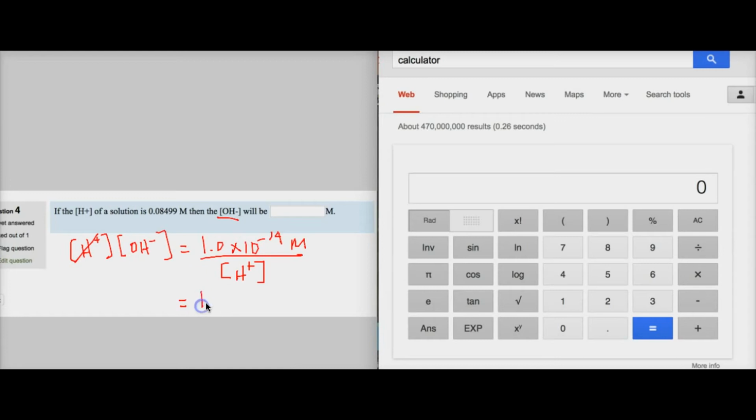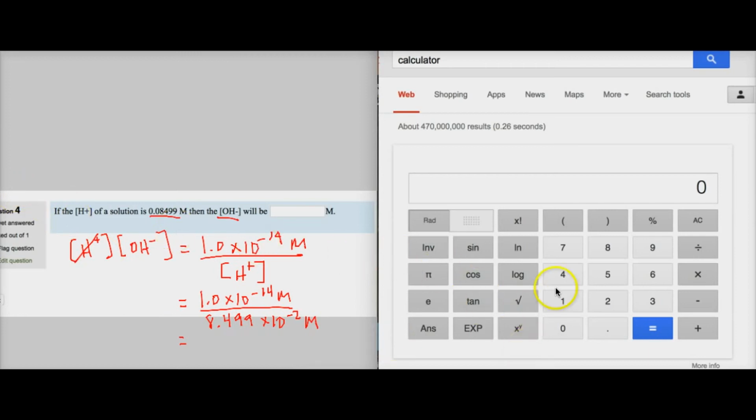So in this problem, we take 1.0 times 10 to the negative 14th moles per liter, and we're going to end up dividing this by, I'm going to put this in scientific notation here, 8.499 times 10 to the negative 2 moles per liter. So how do we put this in our calculator? How do I take 1.0 times 10 to the negative 14th and divide it by 8.499 times 10 to the negative 2? Well, let's take a look.